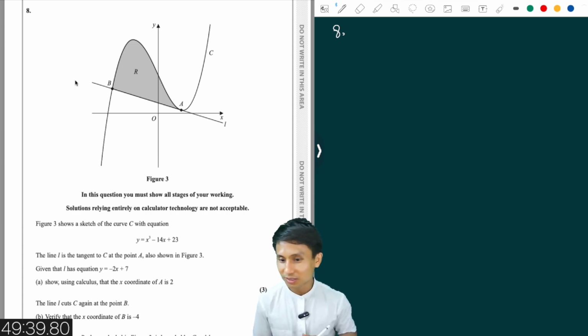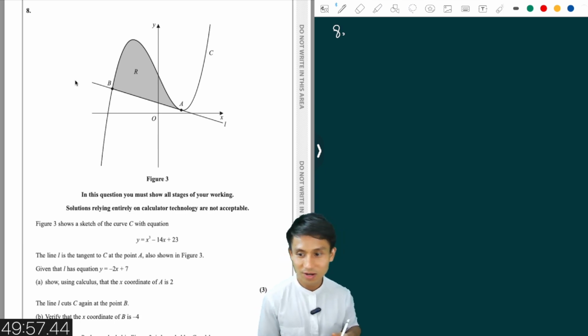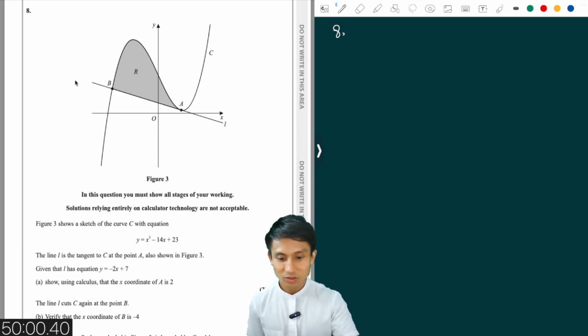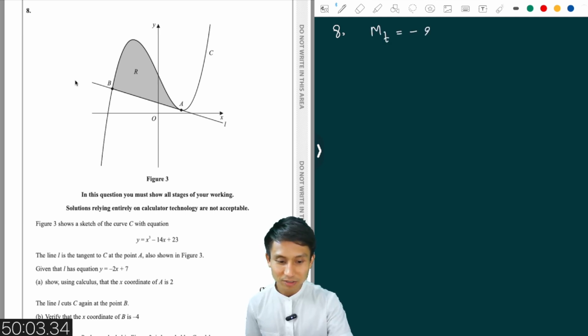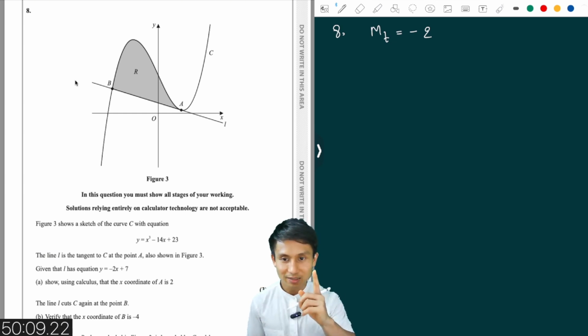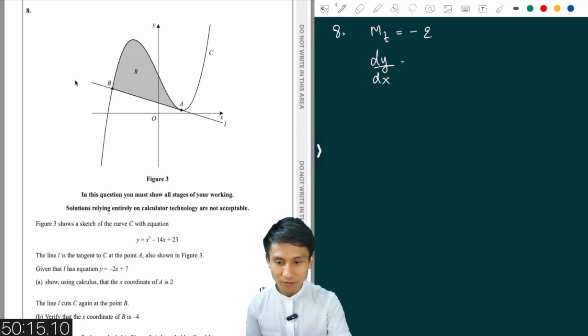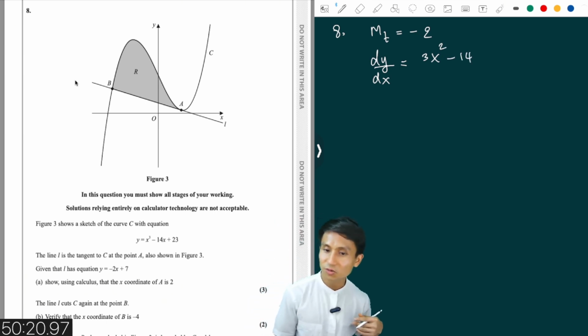Show using calculus that the x-coordinate of A is 2. Well, okay, so what have we here? The line L, which is the one in the plot there, is the tangent to the curve at point A. Okay, given that line L has that equation, the m of tangent is minus 2 from that line equation, minus 2x plus 7 there. We know that that is the point of tangent, so the gradient must be the same. That means we need to differentiate the y first. Yeah, so we get 3x squared minus 14. Just do the differentiation in your mind, you will get that.